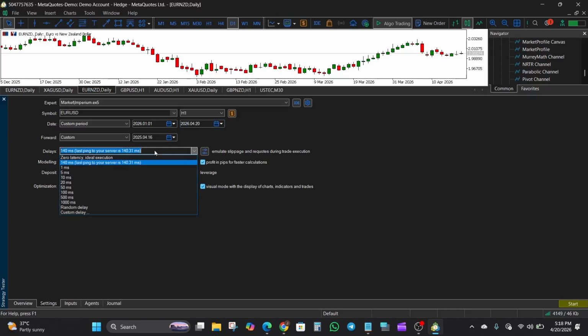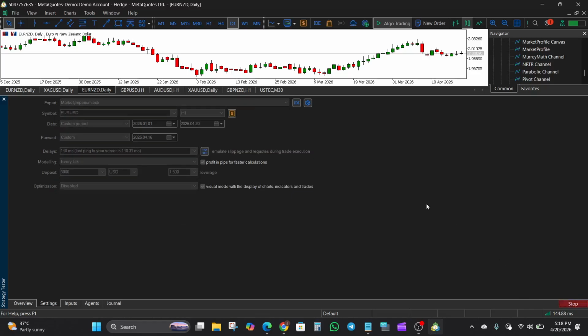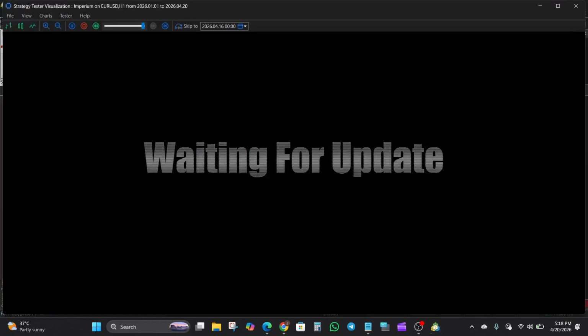So now for this, we are going to use the last ping to your server. I like to do that for more accuracy. Okay, so these are the parameters we're going to be using. Feel free to also modify the deposit or the leverage and all of that, right? So click on start, and now we are going to see how this EA works.